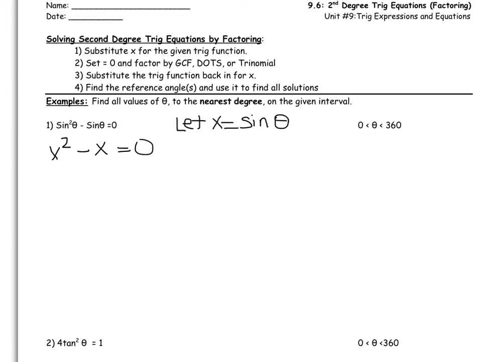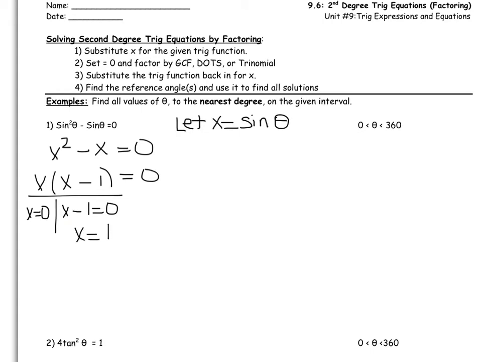So what is the first type of factoring that we look for? We look for GCF. We're going to take out an x, and I'm left with x minus 1 equals 0. And then we're going to do our t-chart and set each piece equal to 0. So x equals 0 and x minus 1 equals 0. And over here, how do I get x by itself? Simply add 1 to both sides. So this would be x equals 1.